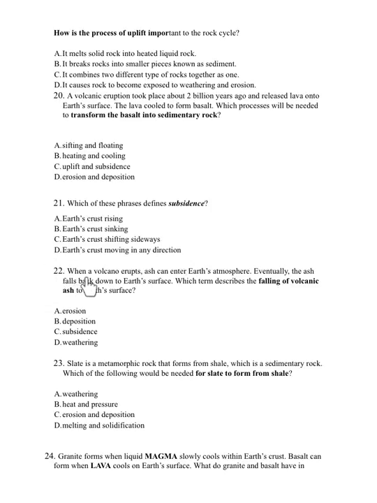Number 22. When a volcano erupts, ash can enter the Earth's atmosphere. Eventually, the ash falls back to the Earth's surface. Which term describes the falling of volcanic ash to the Earth's surface? A. Erosion. B. Deposition. C. Subsidence. D. Weathering.